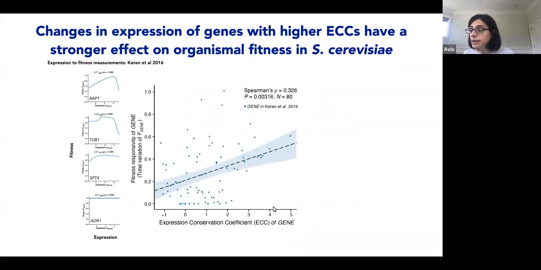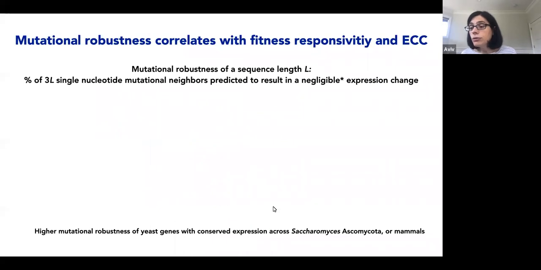And the ECC is highly correlated with this fitness responsiveness, meaning the genes where changes in expression impact fitness in this lab assay also have higher ECC by our calculations. So a gene's ECC captured some imprint of the history of the regulatory sequence.